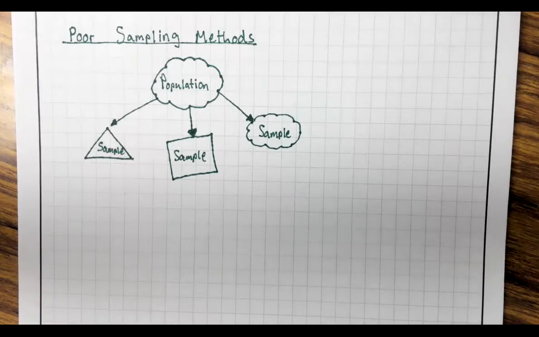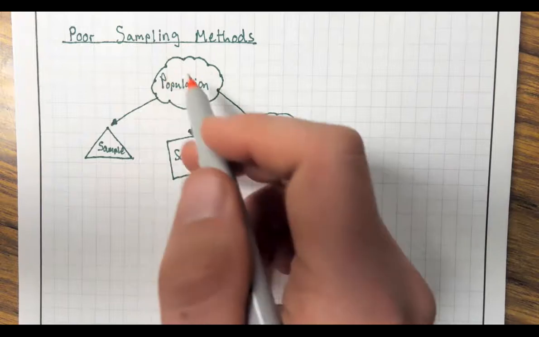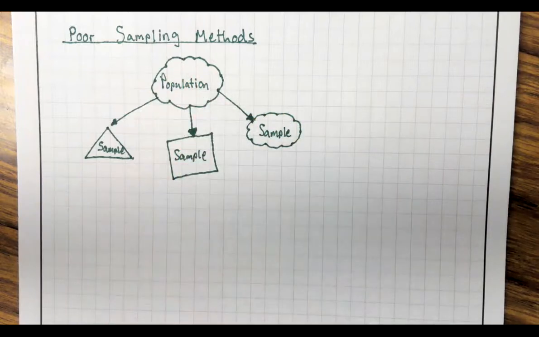Hey, welcome back. In today's video, we're continuing with Unit 3, collecting data. And today we're going to talk about poor sampling methods, ways to collect data from your population of interest, but not be representative of the group that you're interested in.